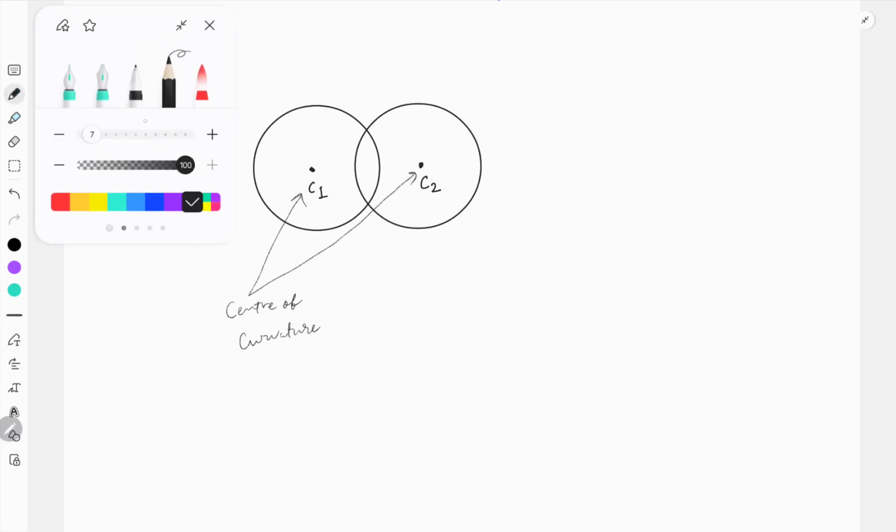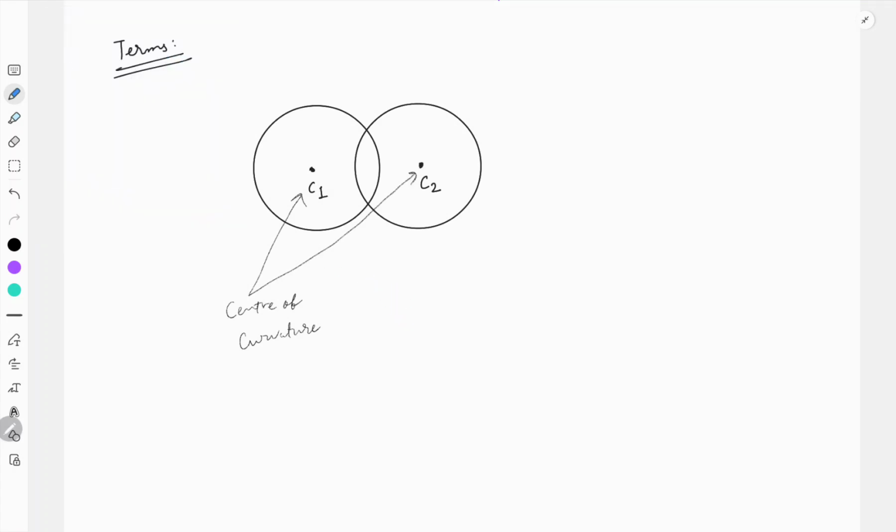Okay, now let's take a new color and let's define the other term. The center of curvature of a lens is usually represented by C, right? And since there are two centers of curvature, we may represent them as C1 and C2.